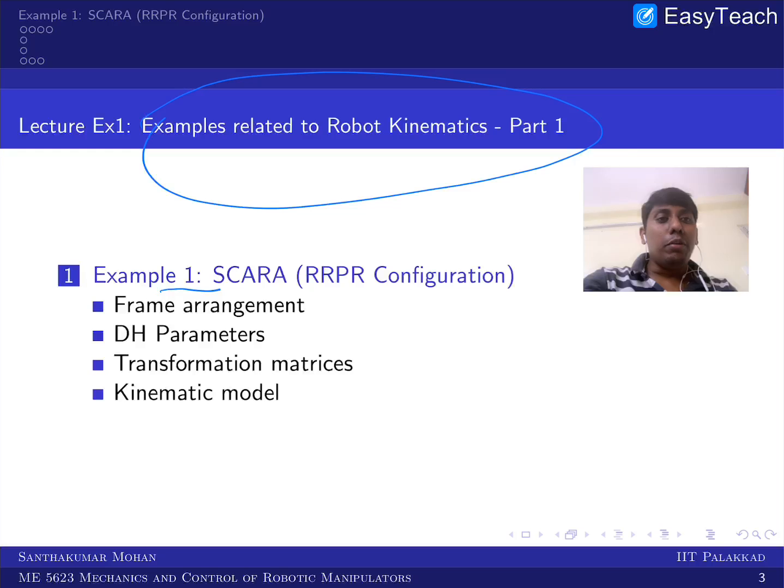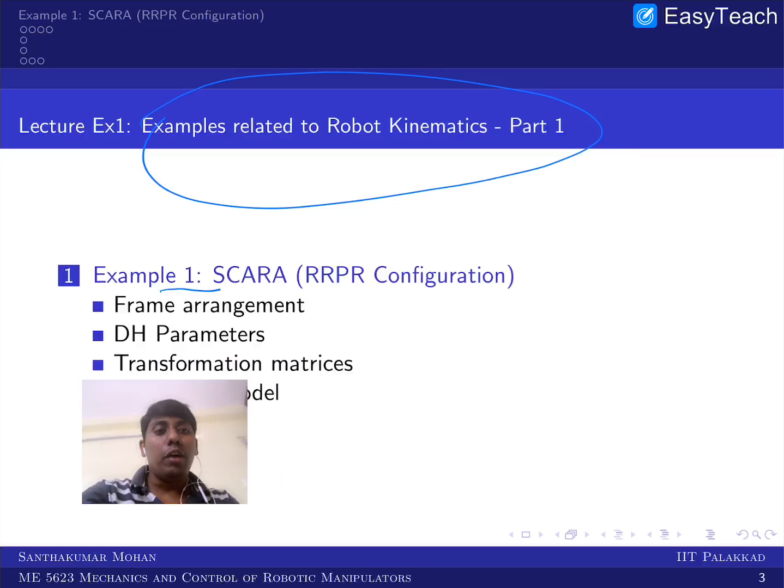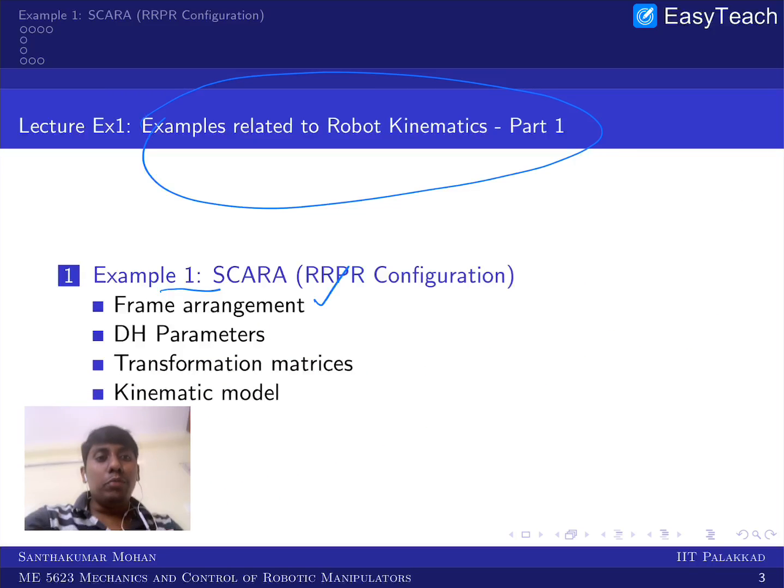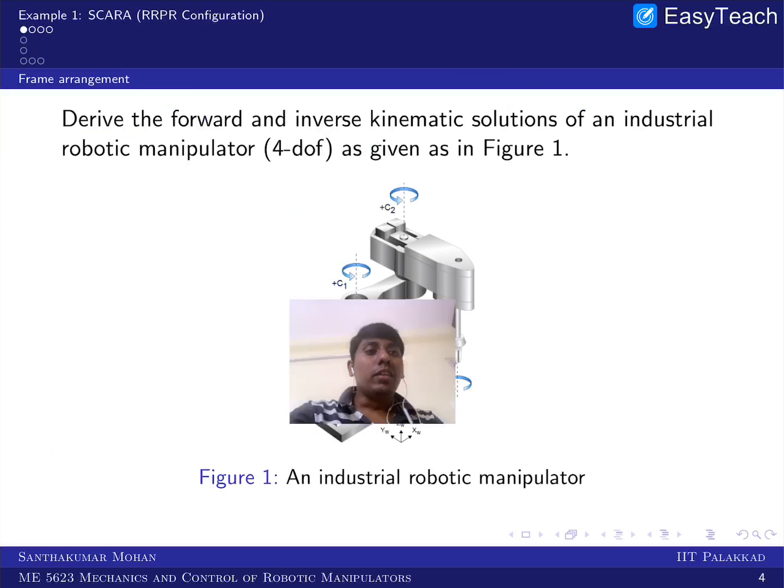In this particular video, I will be showing several things. I will show how to fix a frame arrangement based on the given diagram or arrangement, and then how to obtain the D-H parameters. Once you obtain the D-H parameters, you can obtain the transformation matrix, and then both the forward and inverse kinematic models. That's what we are going to see in this short video.